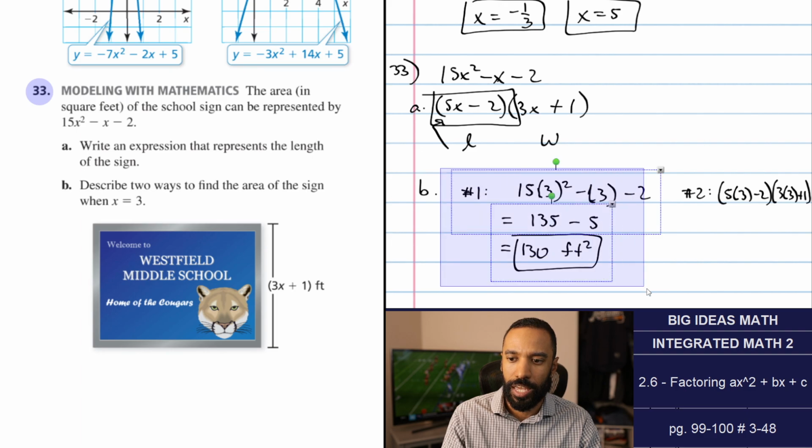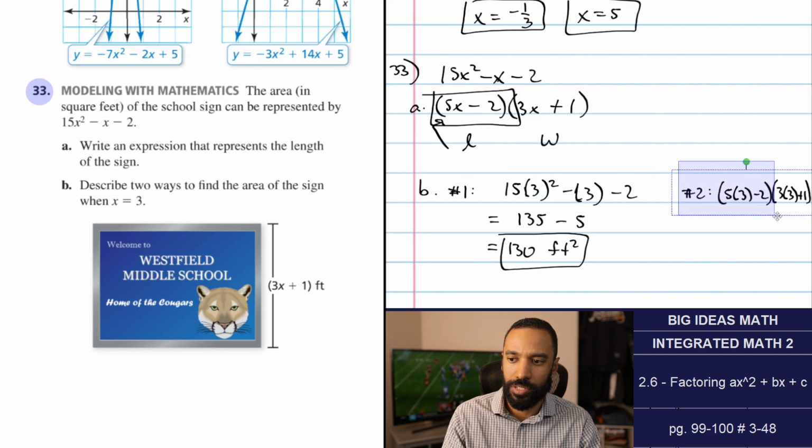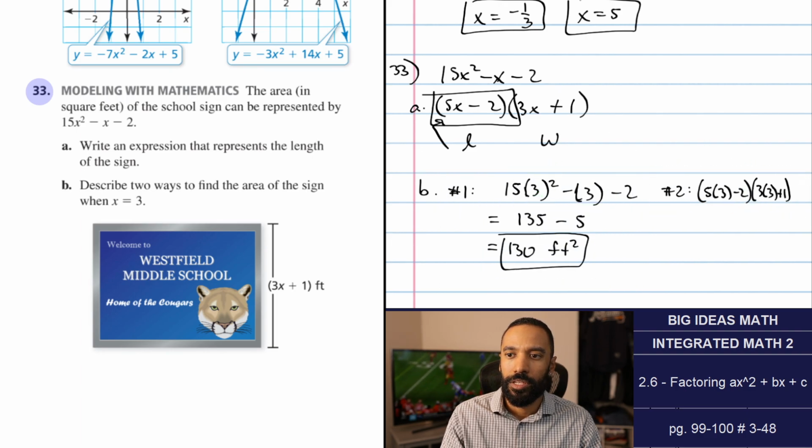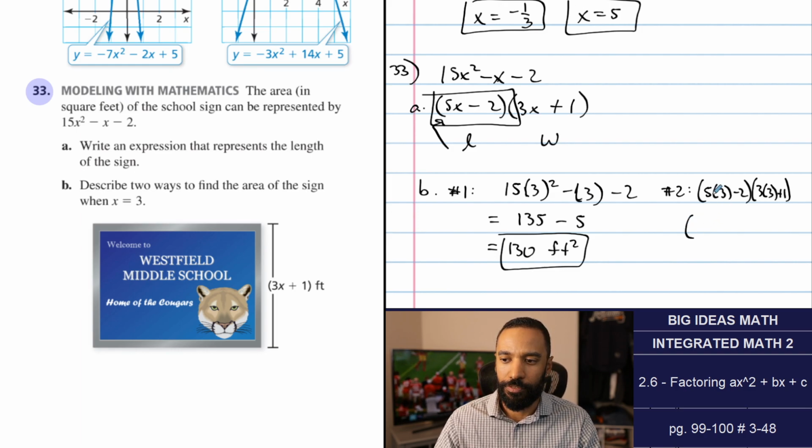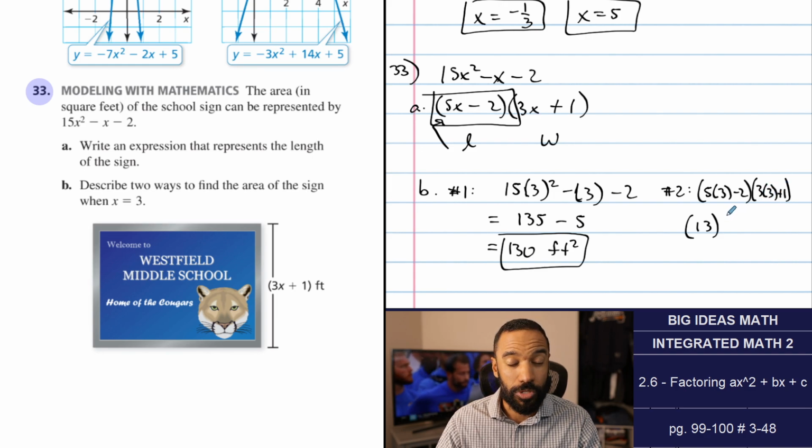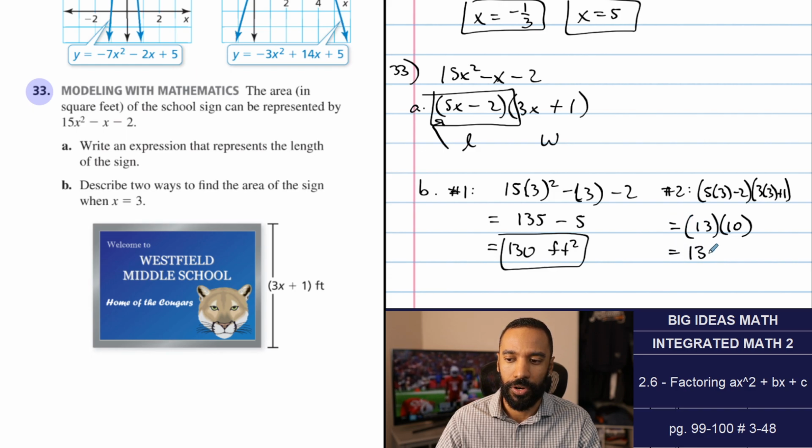Let's kind of move these. There we go. So 5 times 3 is 15. 15 minus 2 is 13. Times 3 plus 3 is 9. 3 times 3 is 9, plus 1 is 10. 13 times 10 is 130.